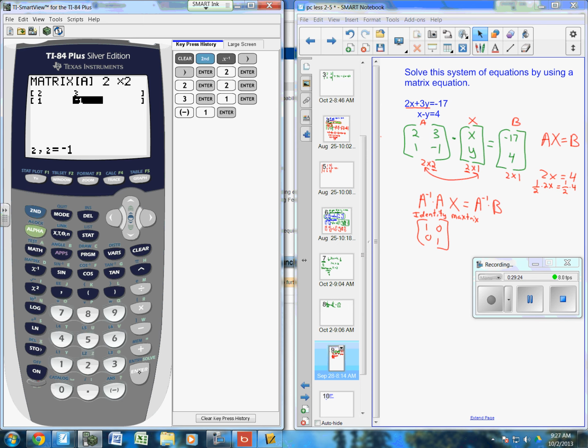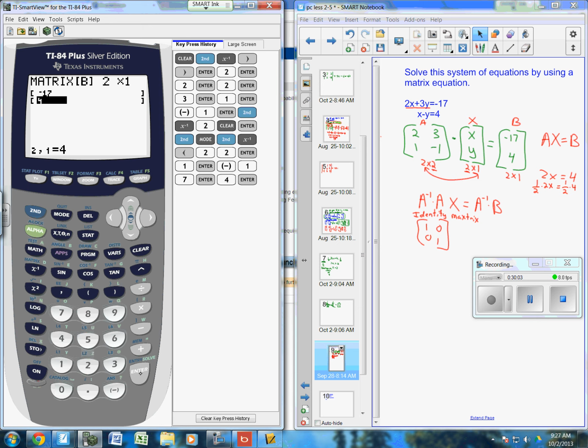Now go to second matrix again, go to edit and go to matrix B. And what size of matrix is this one over here? 2 by 1. So make it 2, enter, 1, enter. And put in negative 17, and 4. Okay, there's my other matrix.